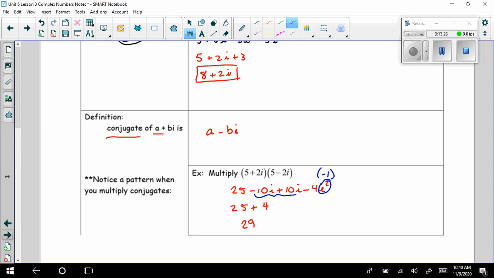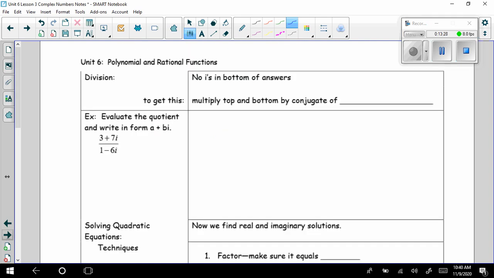And if it was on the bottom of a fraction, then we would need to rationalize that fraction because we don't want any i's in the bottom. So we multiply the top and the bottom by the conjugate of the denominator, just like we did with our square roots. Because remember, i is a square root. And so if I have 3 plus 7i over 1 minus 6i, I need to multiply that by its conjugate.